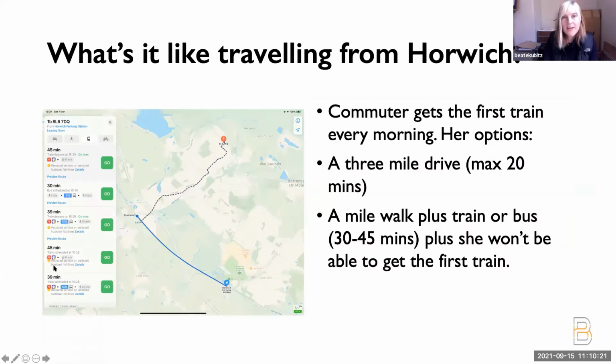So one of the things I wanted to find out is, given that a lot of these people are travelling by car, what's it like to travel from Horwich? So I interviewed some people, and the stories they told me were pretty depressing from a transport perspective. A commuter who works in central Manchester gets the first train every morning just to beat the parking queues, and so that she can get home early, because the earlier trains are more reliable than the later trains on her way home.